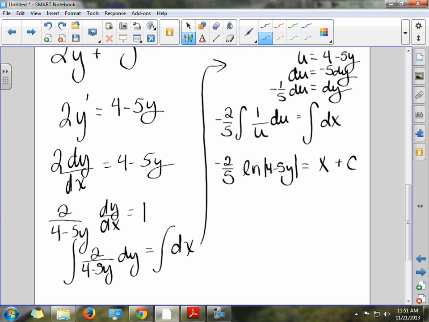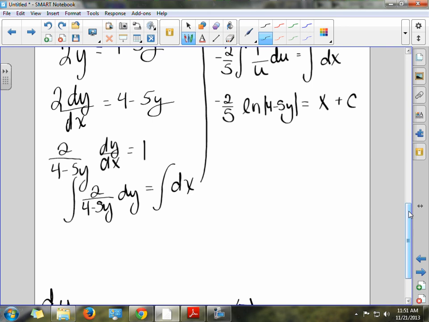So now before I e it up to get rid of the natural log and solve for y, I need to get rid of this negative 2/5. So I'm going to multiply both sides by negative 5 halves. And I'm just going to end up with natural log absolute value of 4 minus 5y is equal to negative 5 halves x plus c. And now I don't have to worry about multiplying the negative 5 halves times the c. Same reason I gave before, e to the c can just be equal to c. Negative 5 halves c can just be equal to c. So now I can e up.